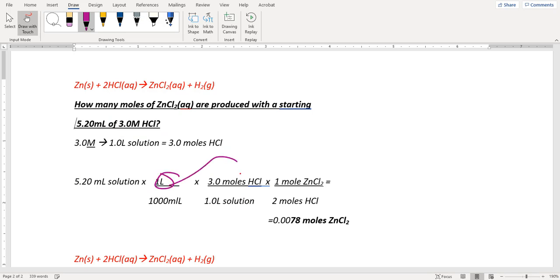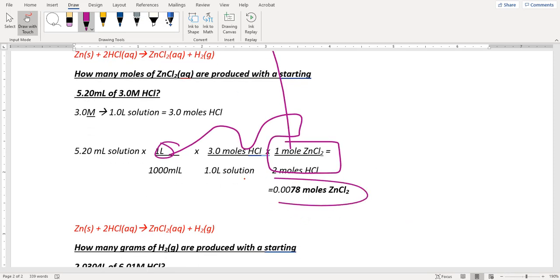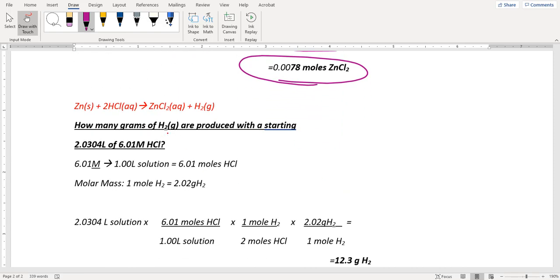Once it's in liters, convert it into moles using the molarity as a conversion factor, then use the mole ratio from the balanced equation. And that gives you the moles of zinc chloride. Now you already learned that when you're in moles, you can then go to grams or molecules. So in the next problem, we want to go ahead and convert to grams of hydrogen gas.